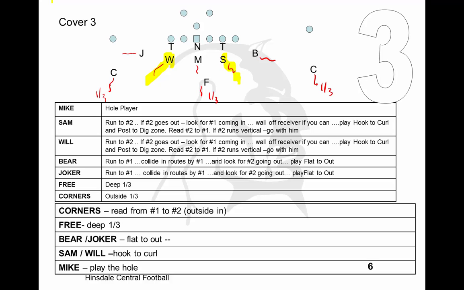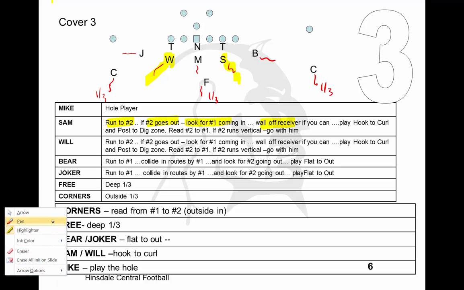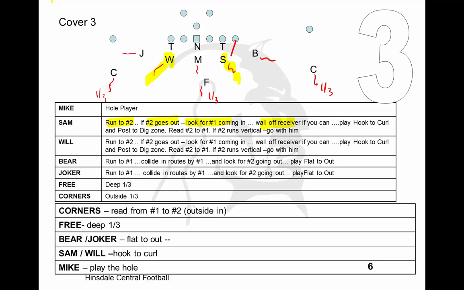So as it says here, Sam will run to 2. If 2 goes out, look for 1 coming in. Wall off any receiver you can. That means put your hands on any incoming route. So let's say you were the Sam here and you saw this tight end trying to come across your face, you should collide him, wall him off, and make it difficult for him to proceed to the middle of the field.